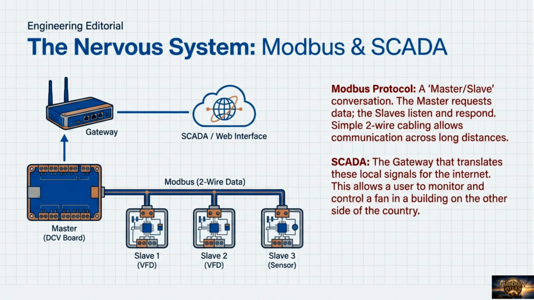The nervous system, represented by Modbus and SCADA, enables control over long distances. Modbus is a communication protocol, and SCADA provides the gateway that translates local signals for the internet, allowing a user to remotely monitor and control equipment.